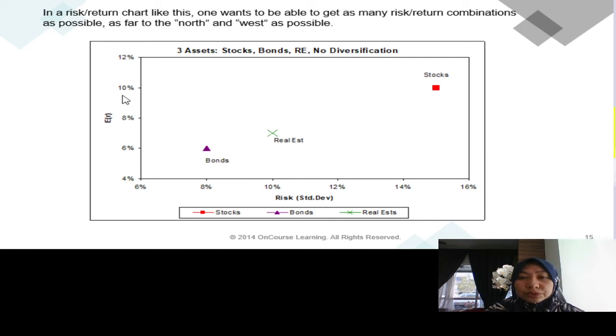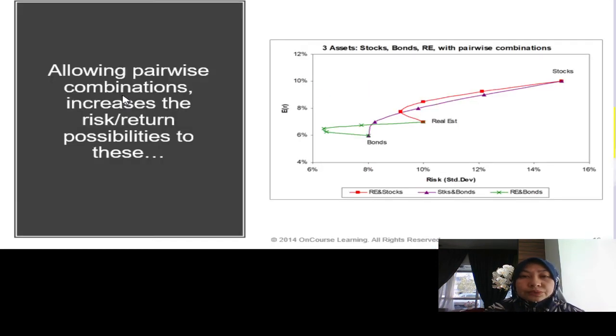Okay, so now what should we do? We need to find the efficient frontier. But before that, let's say we choose to invest in only two, not three. Allowing pair-wise combinations increases the risk and return possibilities to this. Say we pair bonds and real estate, bond and real estate here, and then real estate and stock. The volatility is there, but it is not efficient yet because we only consider two types of investment instrument.